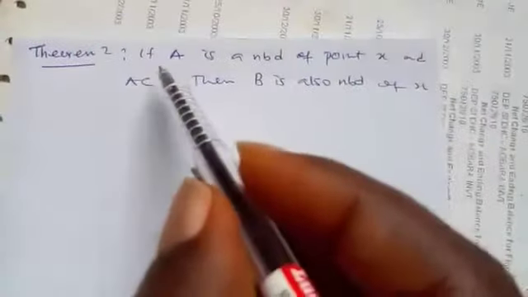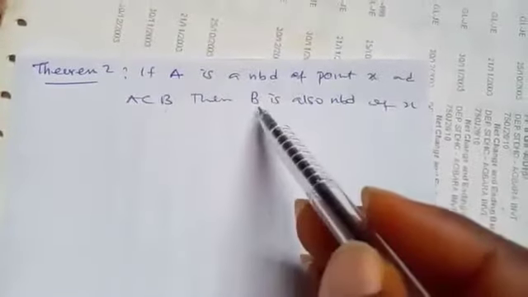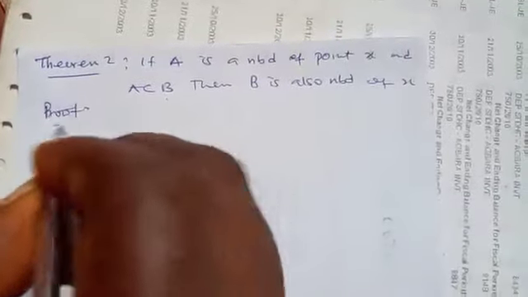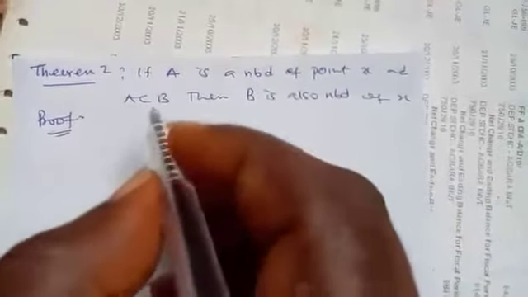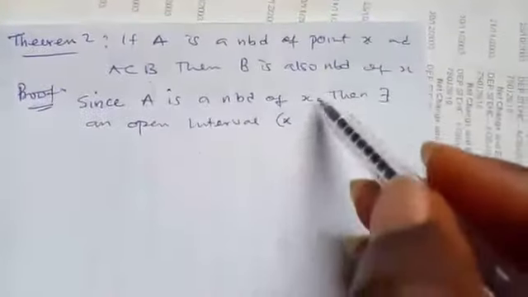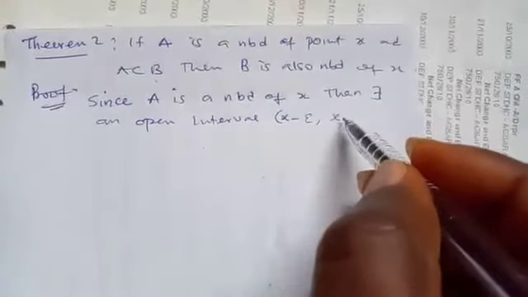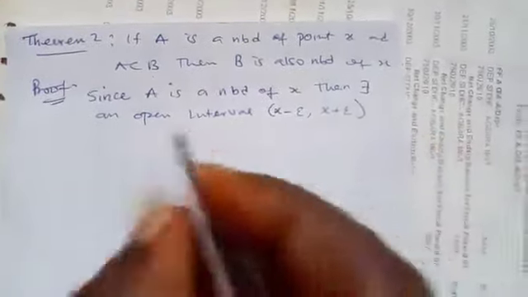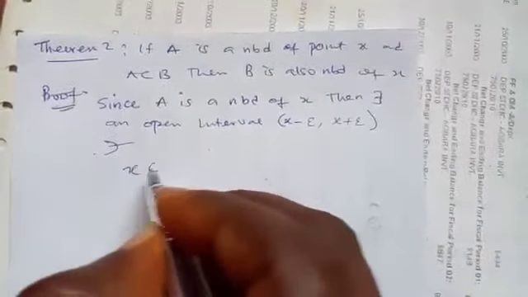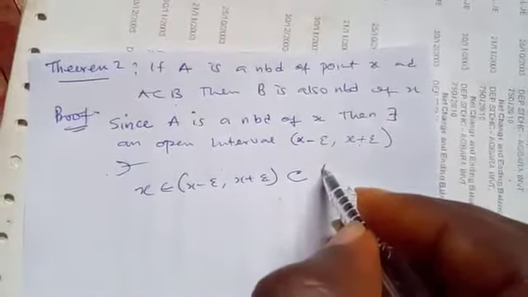We have another theorem here. If A is a neighborhood of point S and A is a subset of B, then B will also be a neighborhood of S. So that is easy. We can prove it. We can start by saying, since A is a neighborhood of S, then there exists an open interval. If you remember our definition of neighborhood, there will exist an open interval such that S will belong to this, and this must be a subset of A.